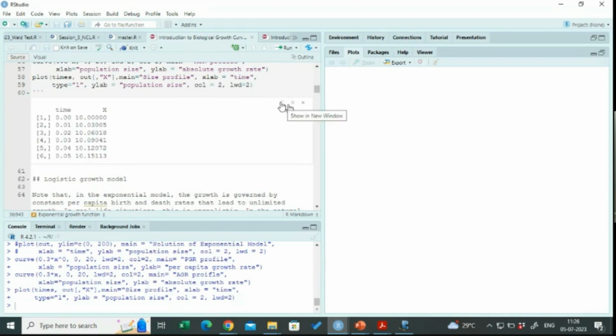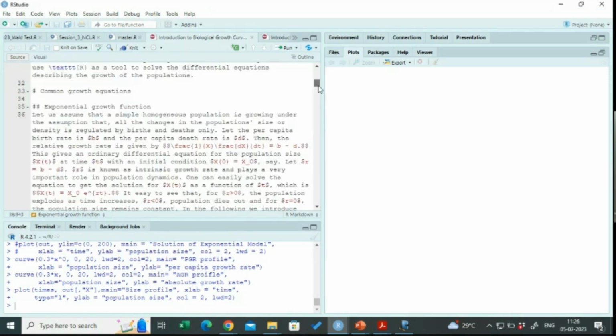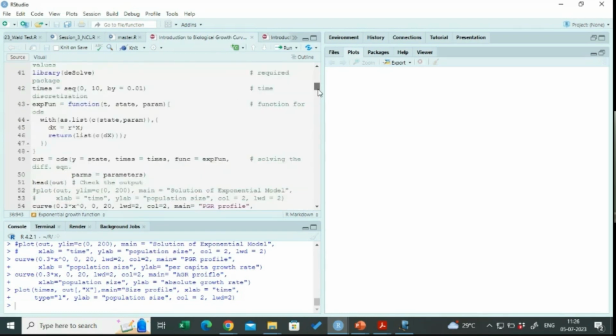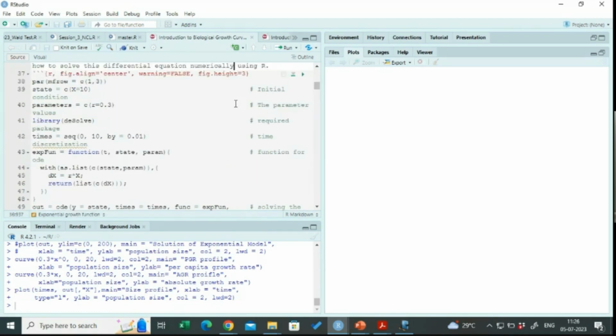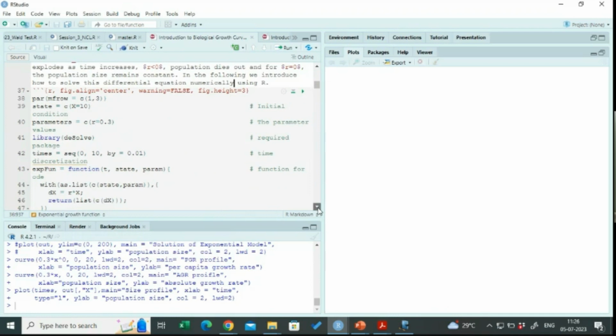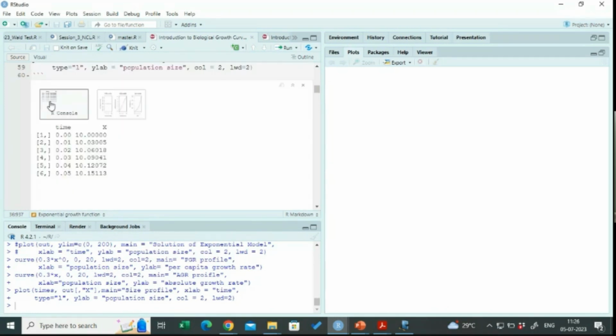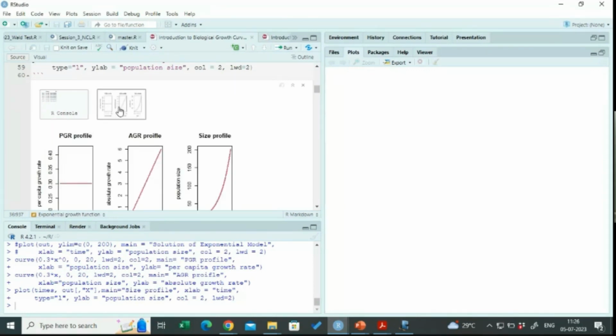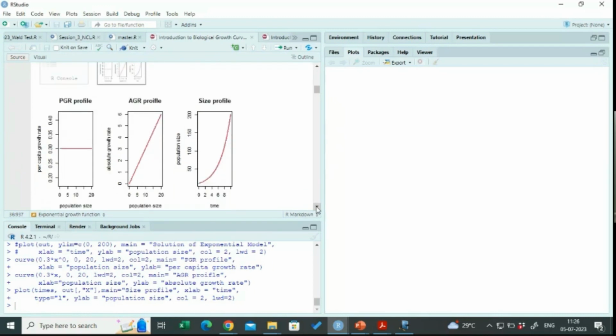You can minimize this output also, and you can see the output. I'll just show it to you. So let me execute once again. Right. So this is the plot, and you see that this is the one comment that was there for printing. Here I have plotted all the things together. PG, or per capita growth rate, means 1 by x dx dt. Absolute growth rate means only dx dt. And size profile means this is after solving the differential equation, that is x0 into e to the power rt.